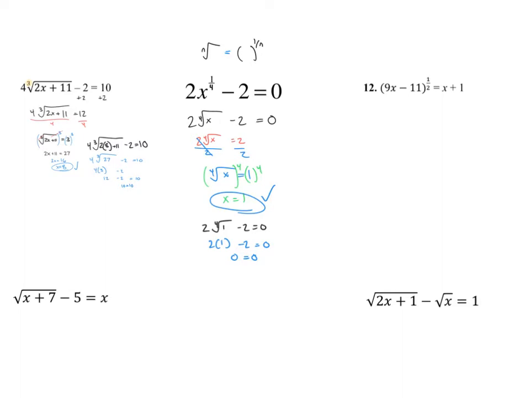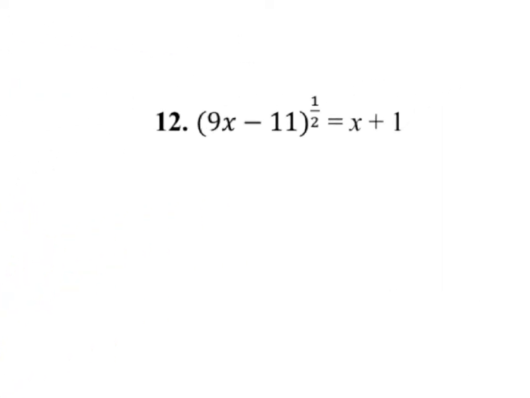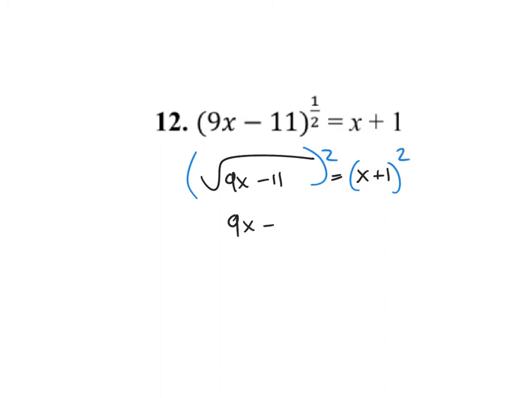And same thing for this problem. If you think of number 12 as already being isolated, because it is, 9x minus 11 to the 1/2 power is the 9x minus 11 square root. Here's what makes this problem tricky, however. When I square this side, it gives me 9x minus 11.